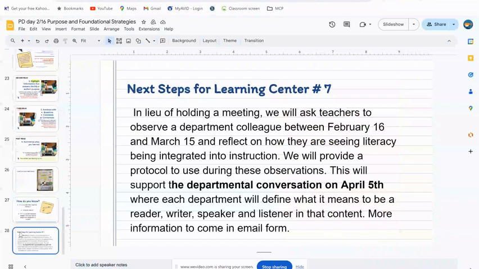Okay? And the last part of today is the next steps. Lissa went over this with all of us, but instead of holding a meeting for Learning Center 7, we're asking teachers to observe a department colleague between February 16th and March 15th, and to reflect on how they're seeing literacy being integrated into instruction. We are going to provide a protocol to use during the observations, and this will support the departmental conversation on April 5th, where each department will define what it means to be a reader, writer, speaker, and listener in their content. So Liz is going to send us more information about that.